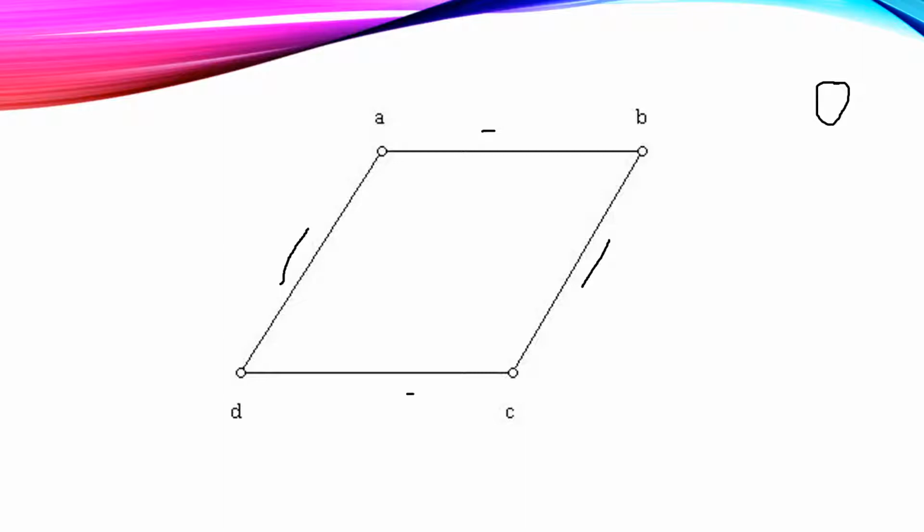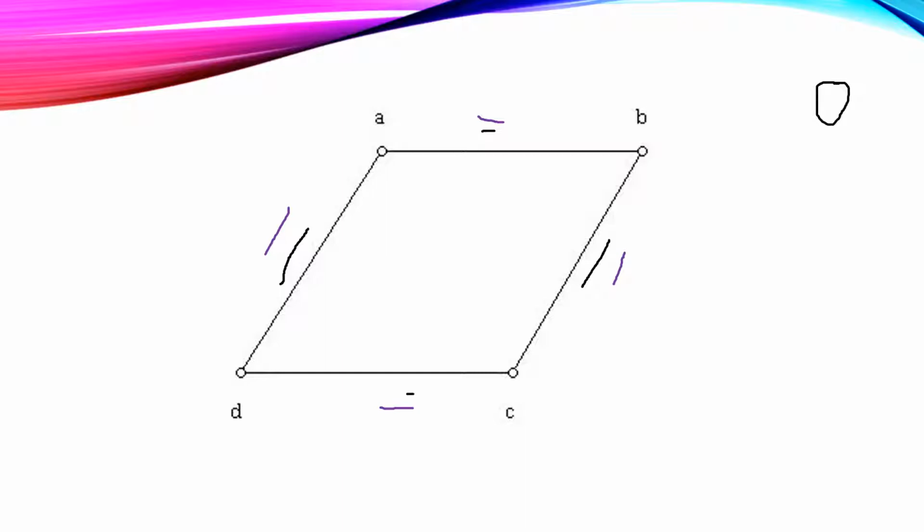Is this trapezoid also a parallelogram? Yes, because it has two sets. This is one set. This is two sets. It has two sets of parallel lines.